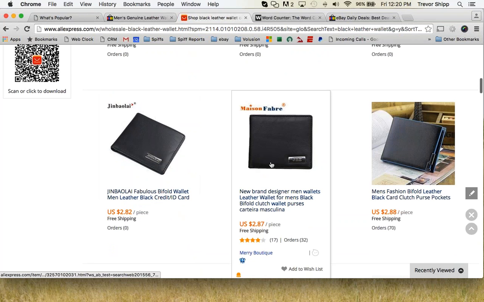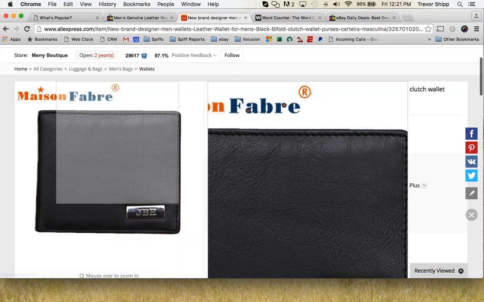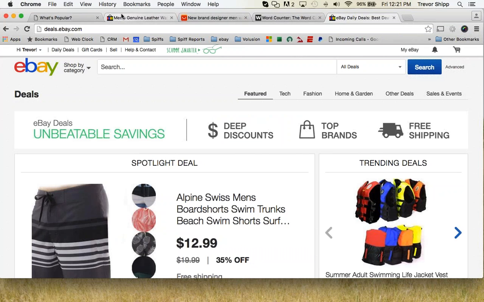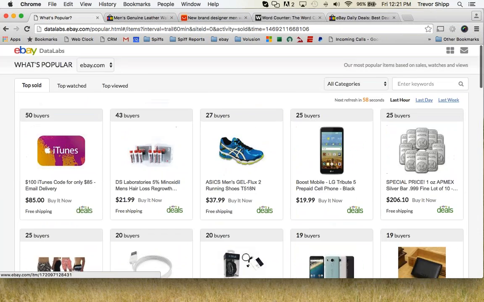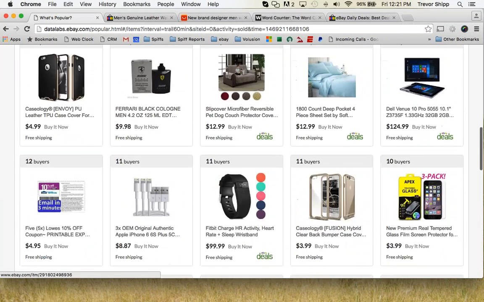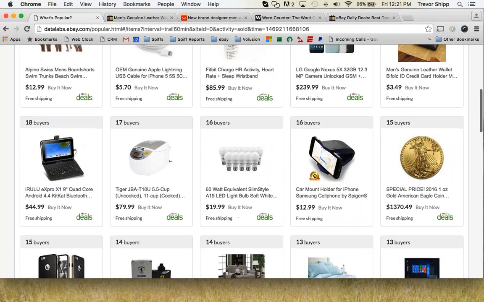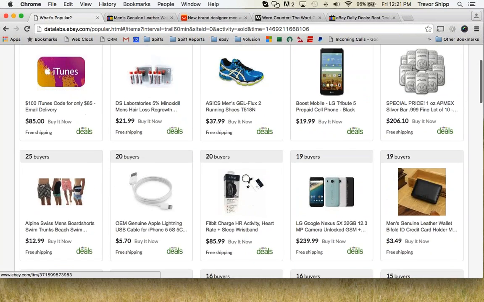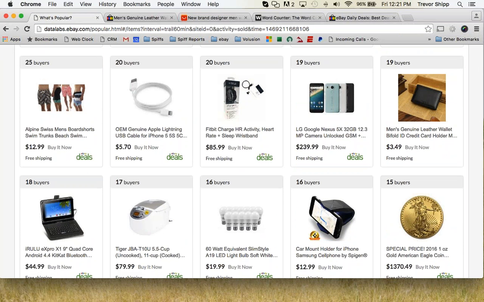Right, and there's lots of good ones. We've already seen a bunch, right? Here's one right here. $2.87. It's not very much, but I know they're in demand, and that's the point of this tool. If I go back to my what's popular tool, I mean, they've sold a whole bunch of them, right? Where'd the wallet go? Did I lose it? Oh, there it is. 19 buyers in the last hour. Okay, clearly people are buying these wallets, right? So I know they're in demand.